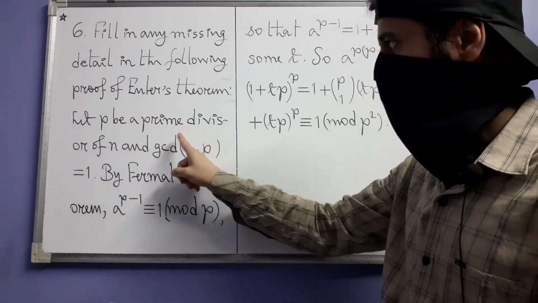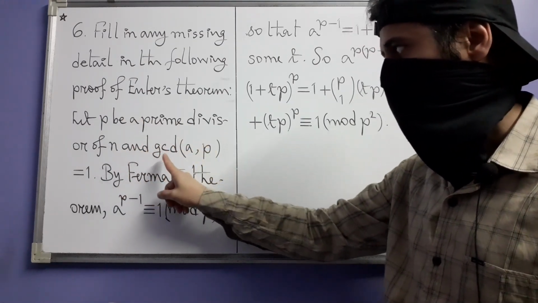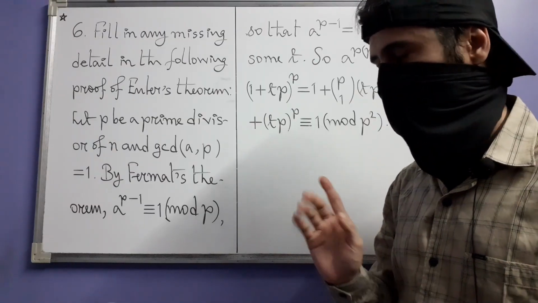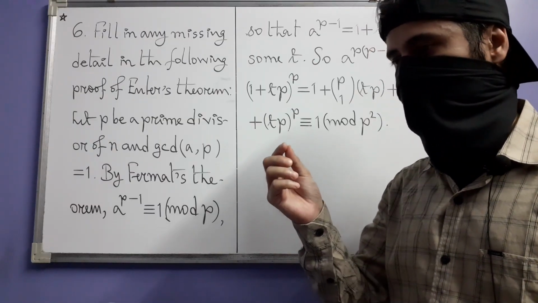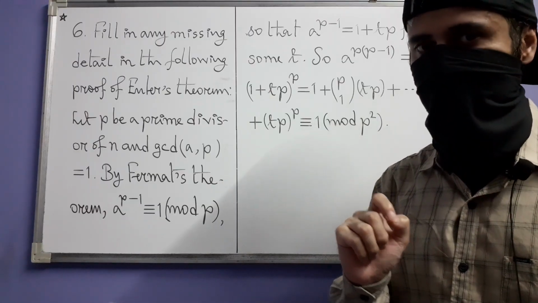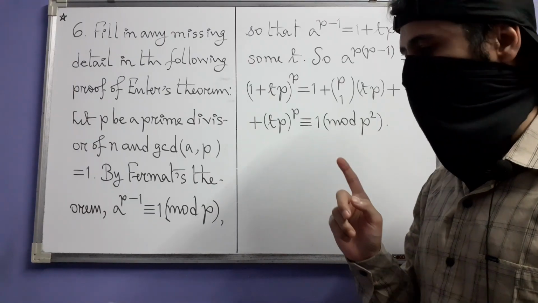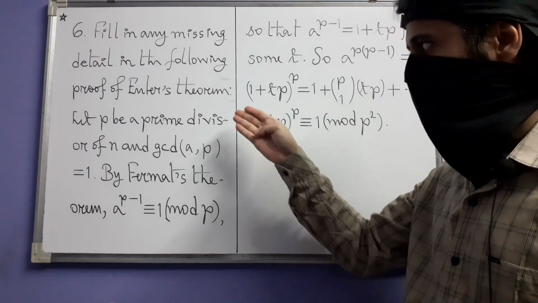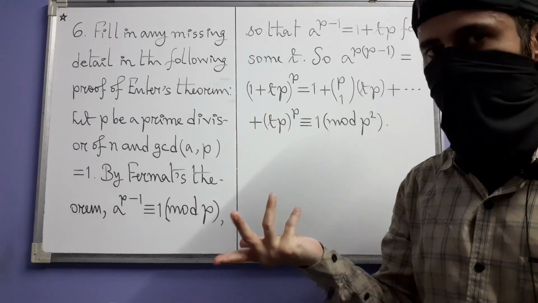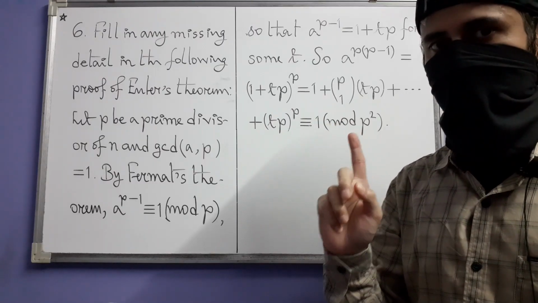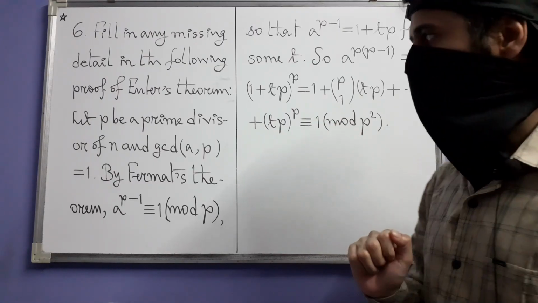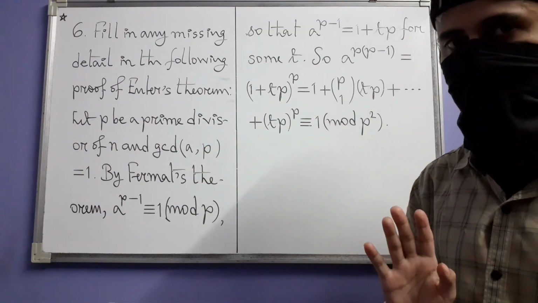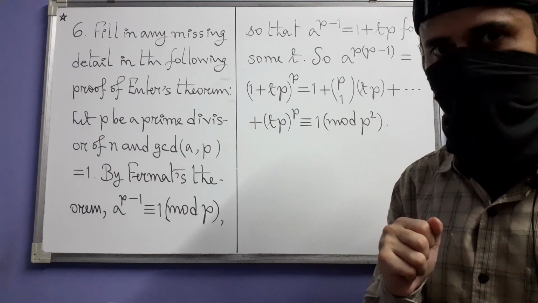Let p be a prime divisor of n and let GCD of a and p be 1. Because we are talking about Euler's theorem, we need to understand that here we have those things, a and n. n is the modulus and a is some integer relatively prime to n. Our aim is to prove, or rather the aim of this proof is to show that a to the power phi of n is congruent to 1 modulo n. Okay, so let us try to understand what is written here as a proof of Euler's theorem, an alternative.